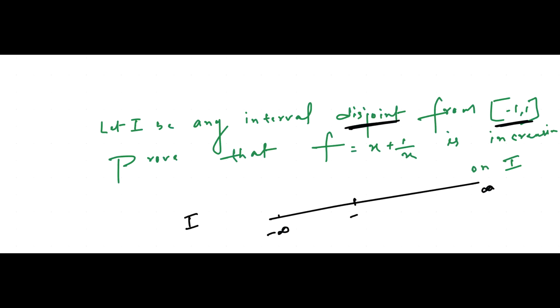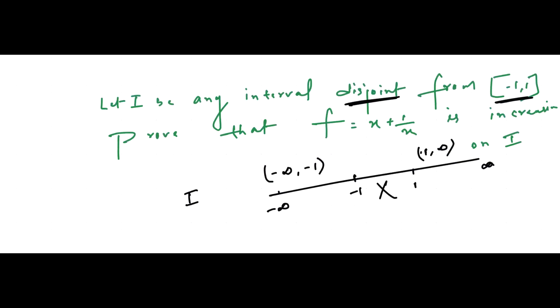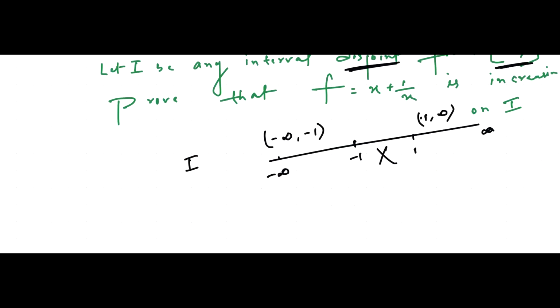So we'll be taking the interval as minus infinity to minus 1 open interval and then from 1 to infinity. Yes, these two intervals are disjoint from this interval. Are you getting it? Yes, ma'am. In these two intervals we have to check whether our function is increasing or decreasing. One by one we'll be checking. For x plus 1 by x, if we find the derivative f dash x, what will we get?